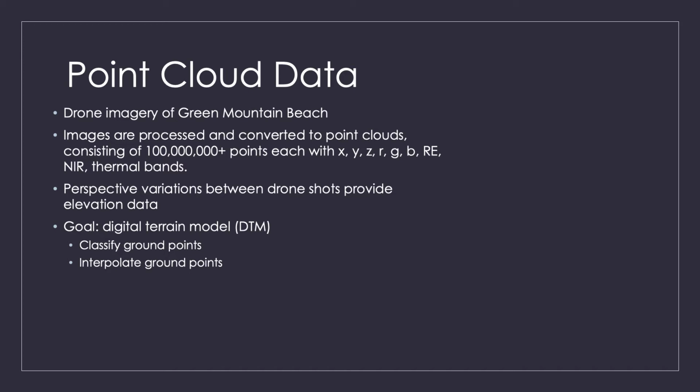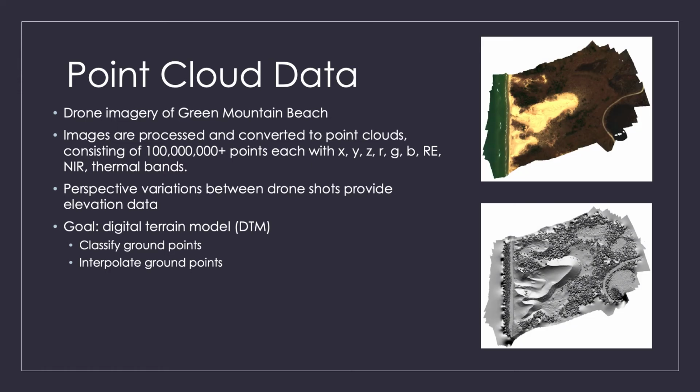A DTM is an elevation map of the entire area that filters out obstructions such as trees or bushes. The first step in creating a DTM is to classify all the ground points within the point cloud. Then, once these ground points are found, we need to fill in the areas between the ground points, or interpolate the ground points. To the right, you can see some of the data that we worked with. Above is an RGB colored image of Green Mountain Beach area. Below is the elevation data for this same area.